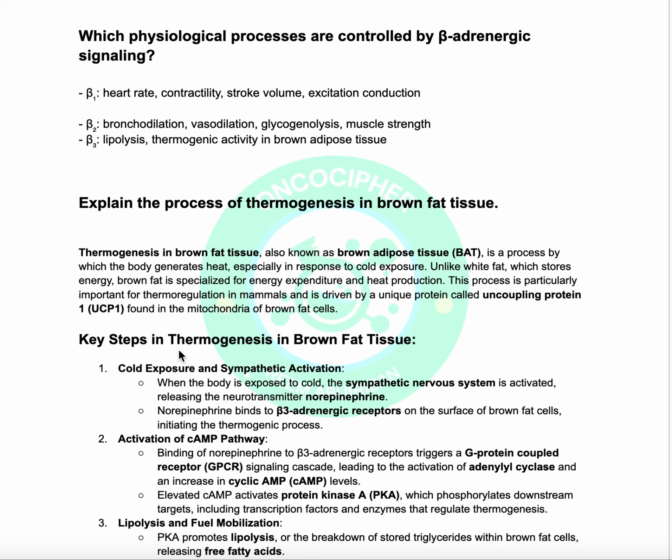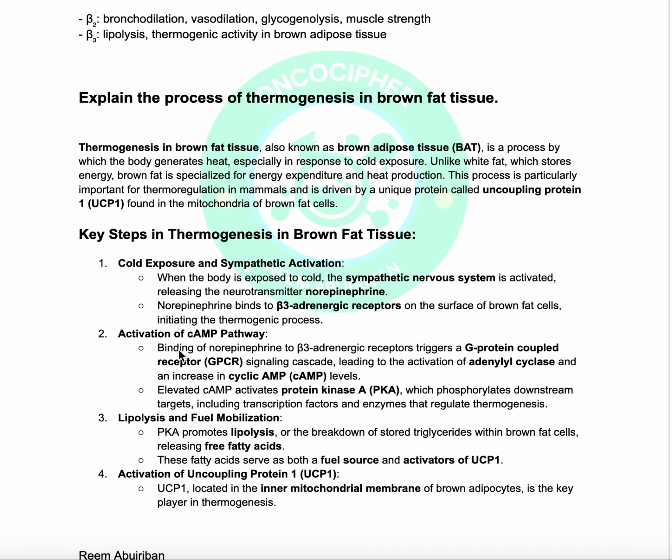Let's talk about this, and then we explain that, which leads to the third question: explain the process of thermogenesis in the brown fat tissue. Thermogenesis in the brown fat tissue, also known as brown adipose tissue, BAT, is a process by which the body generates heat, especially in response to cold exposure. Unlike white fat, which stores energy, white fat is for energy storage, brown fat is for heat production.